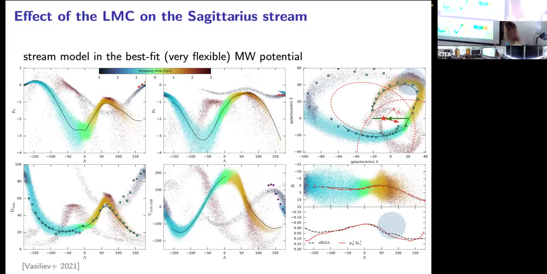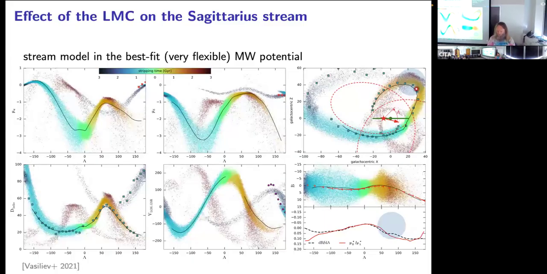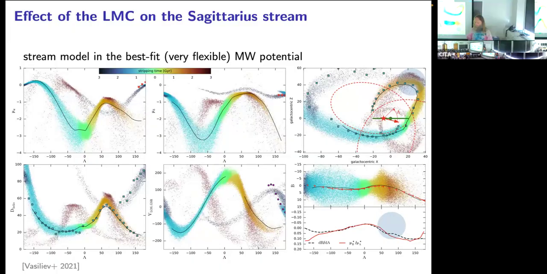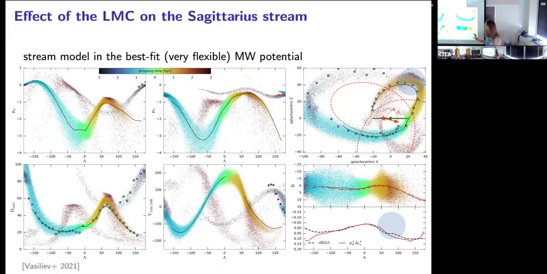And even then, I could not match all the properties of the stream, and I highlight the areas where the match is not good. One is the distance to the apocenter of the leading arm, which in the model is further away than in the data. And another aspect is the absence of misalignment, because this model has a static Milky Way potential, so the stars lost from the stream still move in the same direction as the stream itself. So this model is good but not a perfect fit.